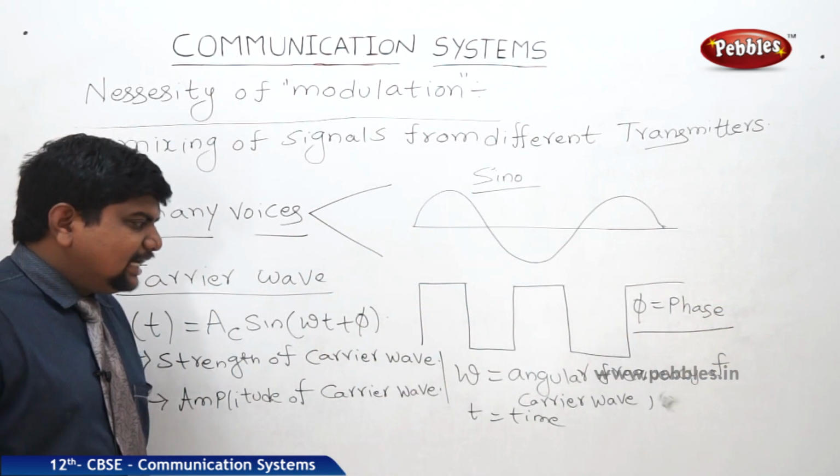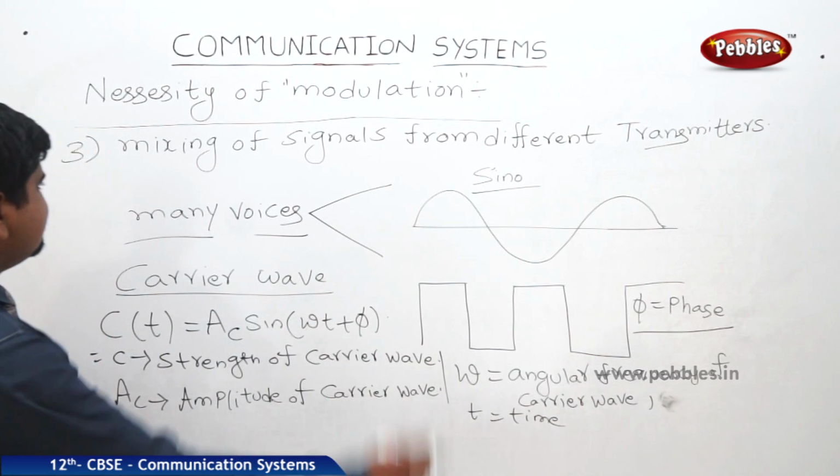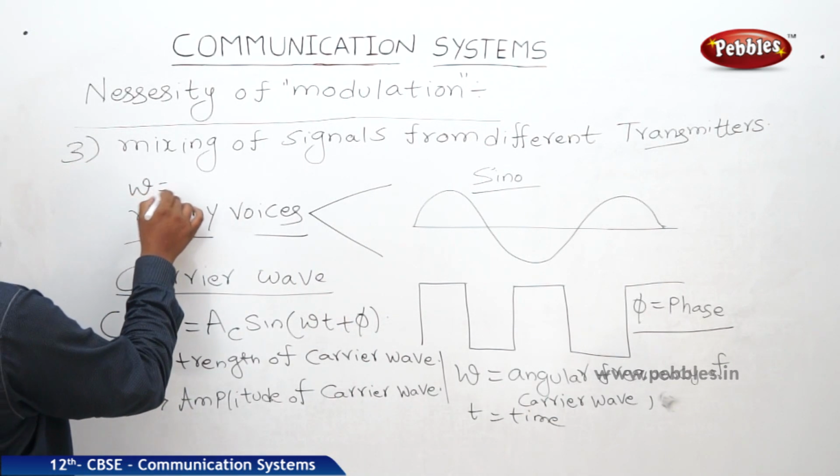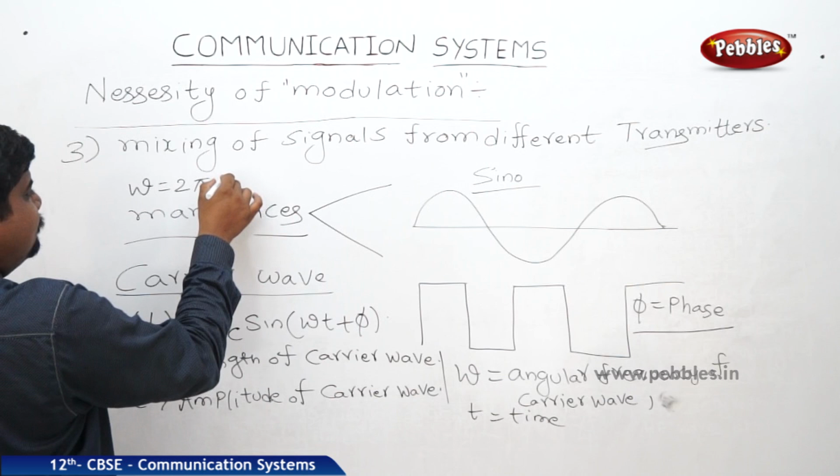So what we can understand with this one, what is angular frequency? Angular frequency formula: omega is equal to 2 pi nu.